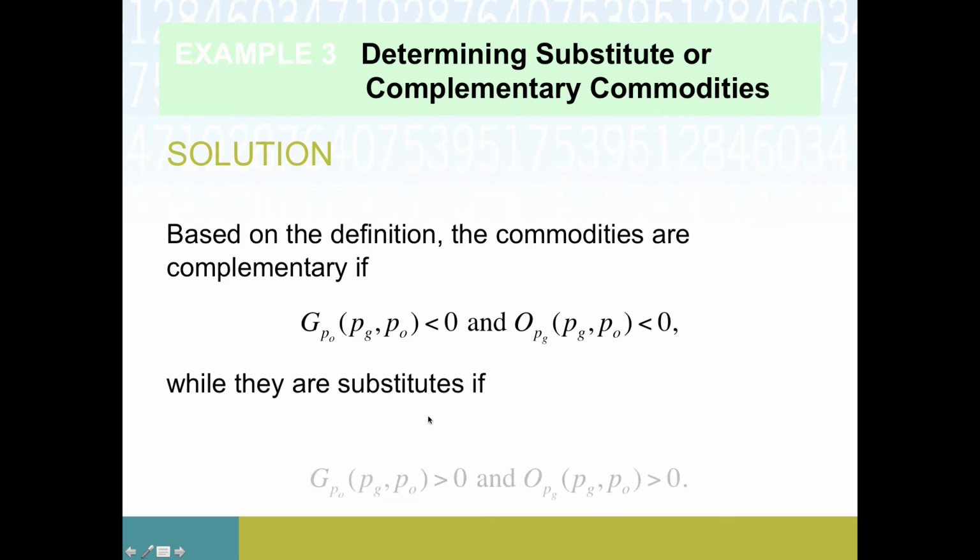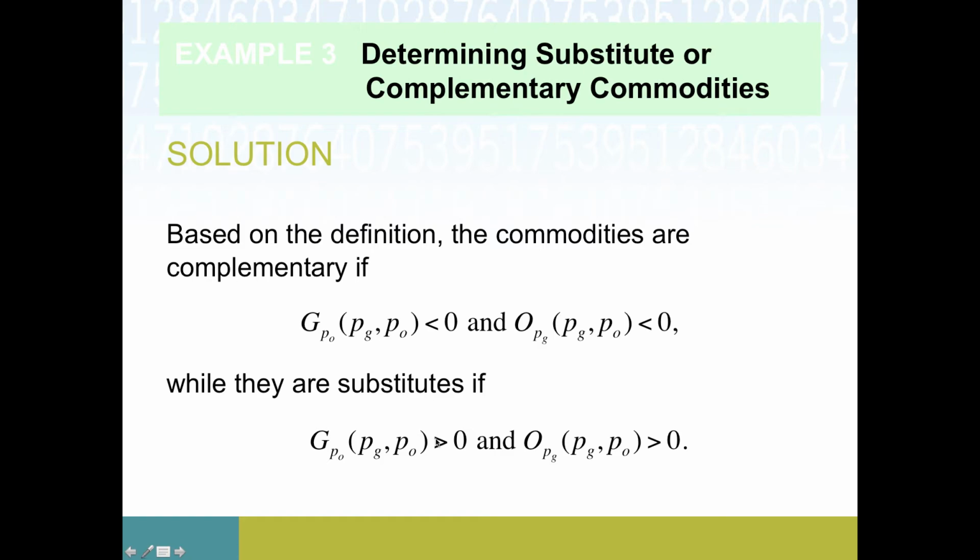The reverse scenario is the substitute one. So you'll notice the only difference between these two lines is that the less than symbols for complementary become greater than symbols. If we increase the price of oranges and people start buying more grapefruit, that must mean that they're sort of swapping out in some sense. As oranges become too expensive to buy, people are going to buy grapefruit instead. And vice versa. So if we increase the price of grapefruit, do oranges become more popular? Does demand for oranges increase if we make grapefruit more expensive? If so, maybe they're substituting for one another.